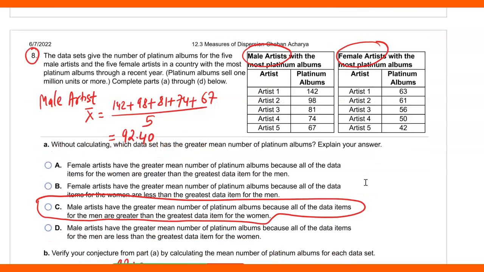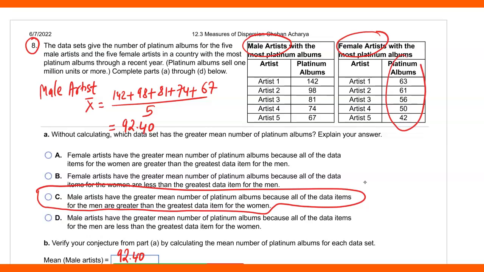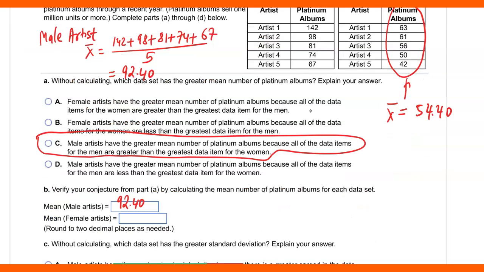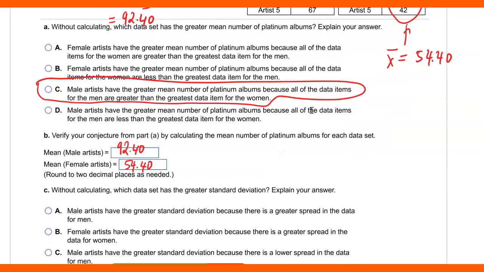You do the same thing. I'm not going to do that. If you find the mean of female artists, x bar for the female artist, you do exactly the same thing. You add all these data values, divided by 5, you get 54.40. Therefore, for the female artist, the mean is going to be 54.40, versus 92.40 for the male. Make sense?